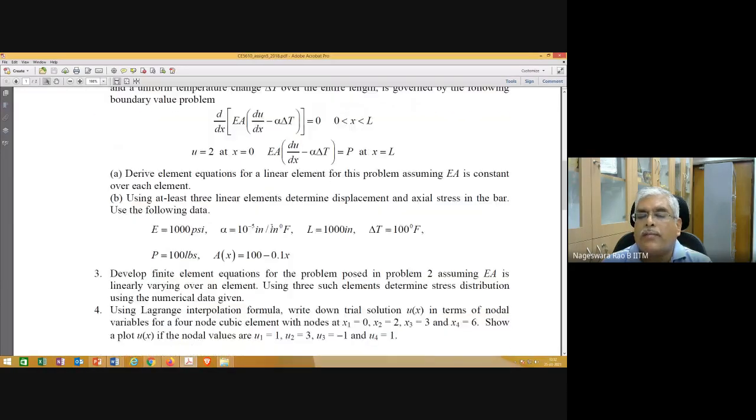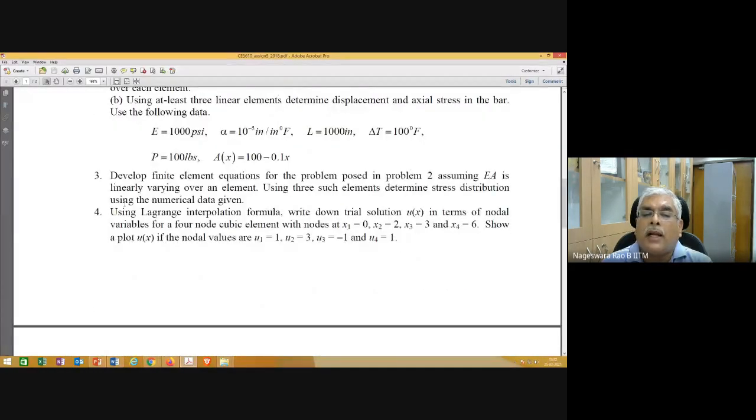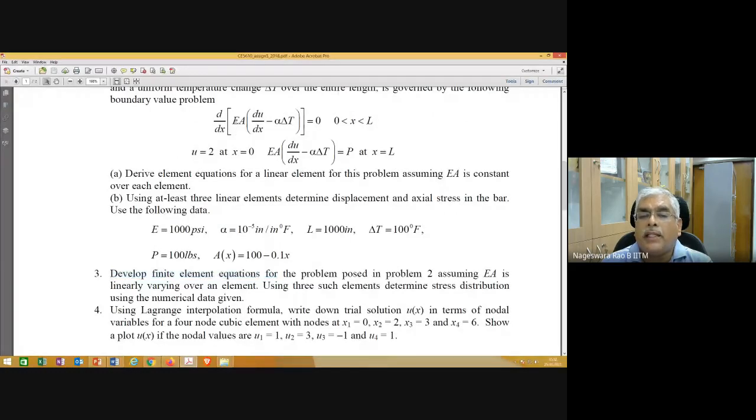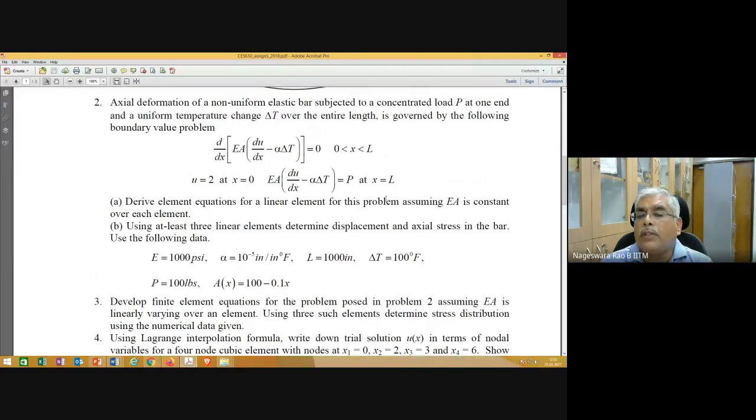Okay, second one. And here anyway, develop element equation, linear here, EA. Here EA is given as a function of x. Third question is assume EA to be linearly varying. Sorry, here, at least 3 elements, following data. Here, this is assuming EA to be constant. Second problem, you assume EA to be constant.